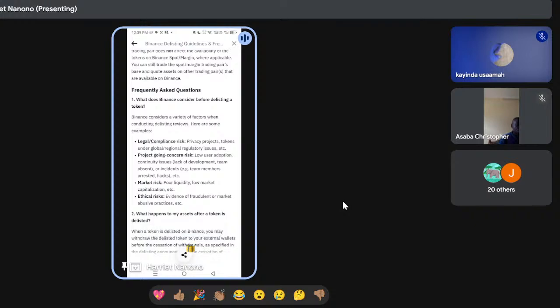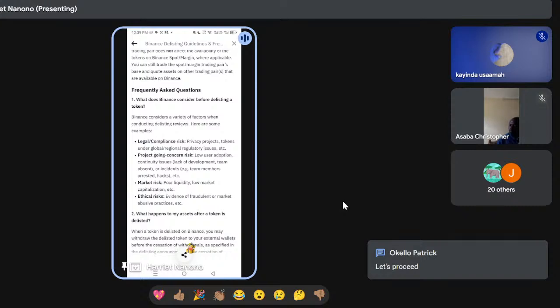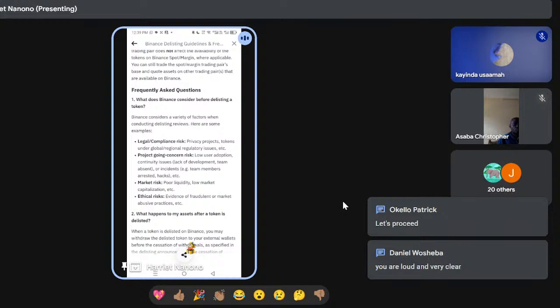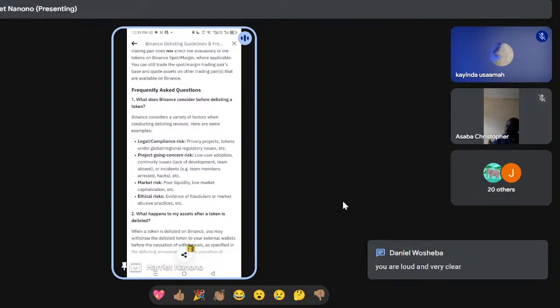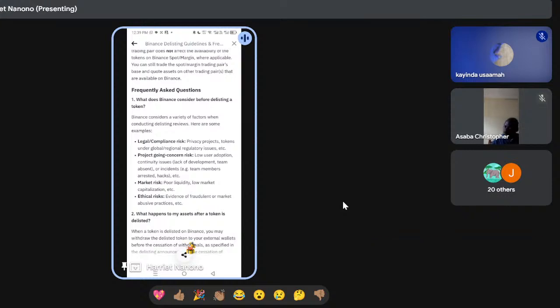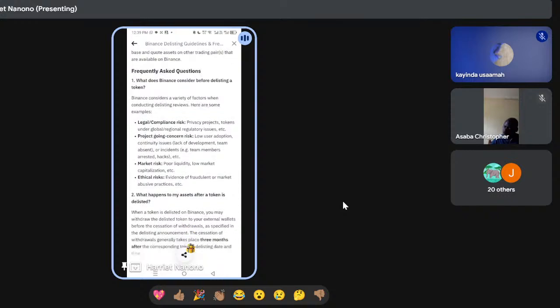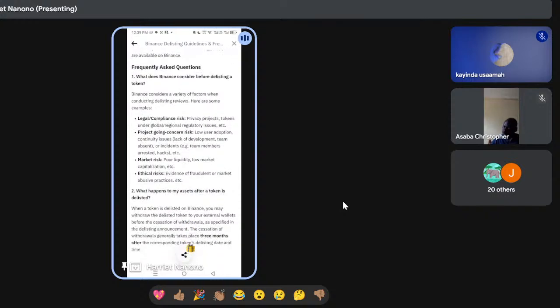So I've been saying that there is project going concern, such as team members being arrested. Then there is market risk, poor liquidity, and low market capitalization. The moment exchanges see the coin does not have liquidity, they don't want people to put in more of their money when it is not moving. I think it is the biggest reason: poor liquidity and low market capitalization.